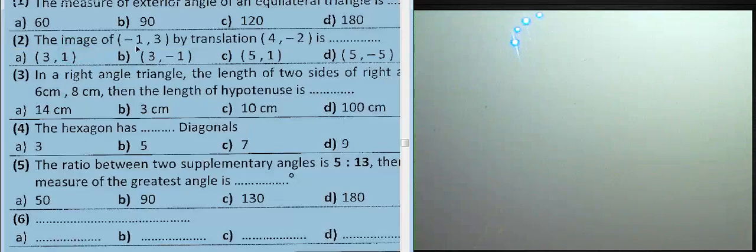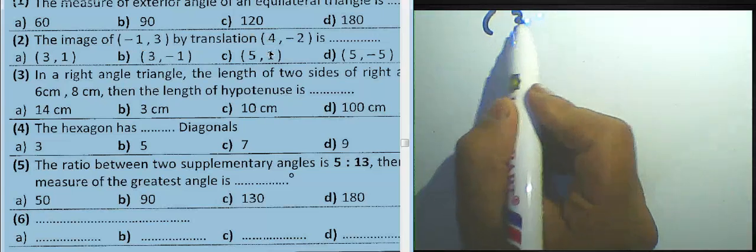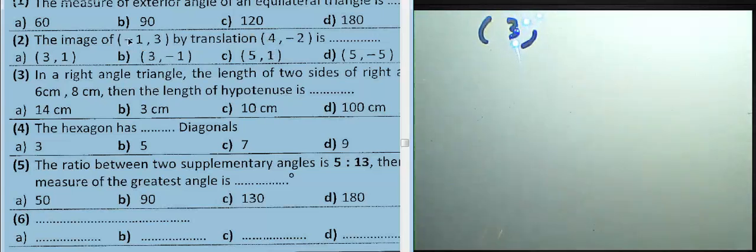The image of the point (-1, 3) by translation (4, -2): we must add x to x and y to y. -1 plus 4 equals 3, and 3 plus -2 equals 1. The result will be (3, 1). Okay, the result for question number 2: choose letter A.